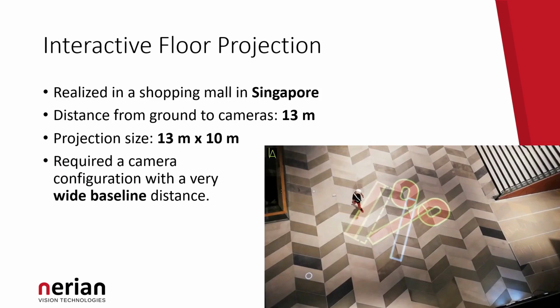On this slide here we see an interactive floor projection that was built for a shopping mall in Singapore. Now the makers of this installation faced some particular problems because the cameras are very high up above the ground, at a distance of 13 meters. Also, the projection size is very large, 13 by 10 meters, which is why using conventional 3D cameras has been very difficult. But we supplied them with a stereo camera system with a very wide baseline distance, which is thus very suitable for long-range sensing.